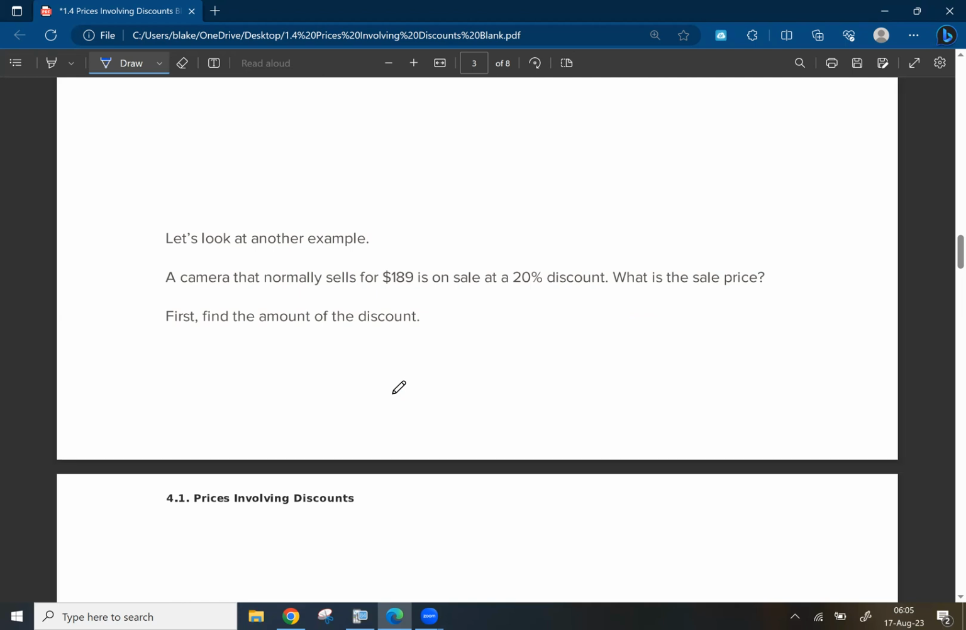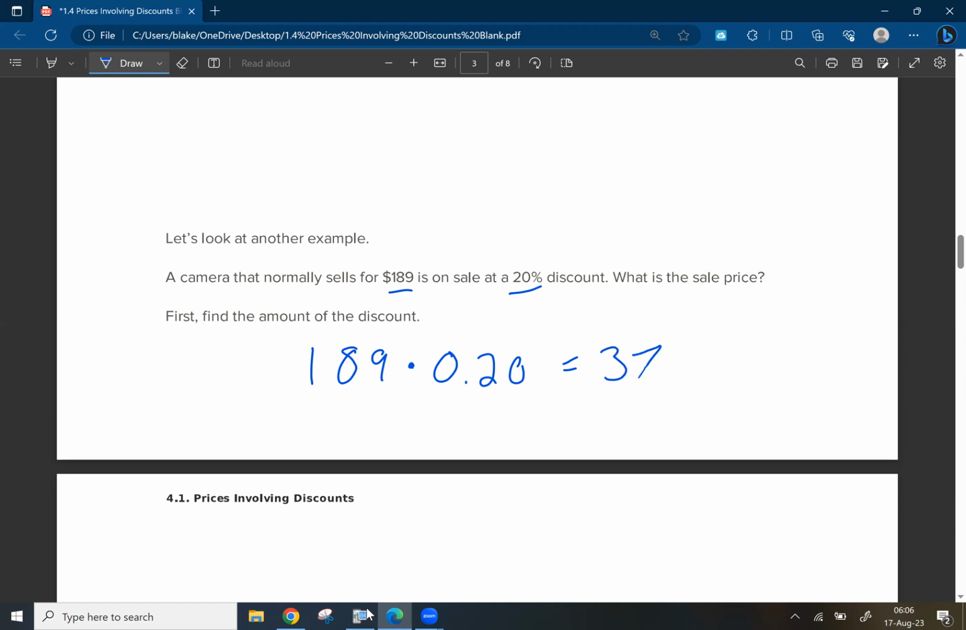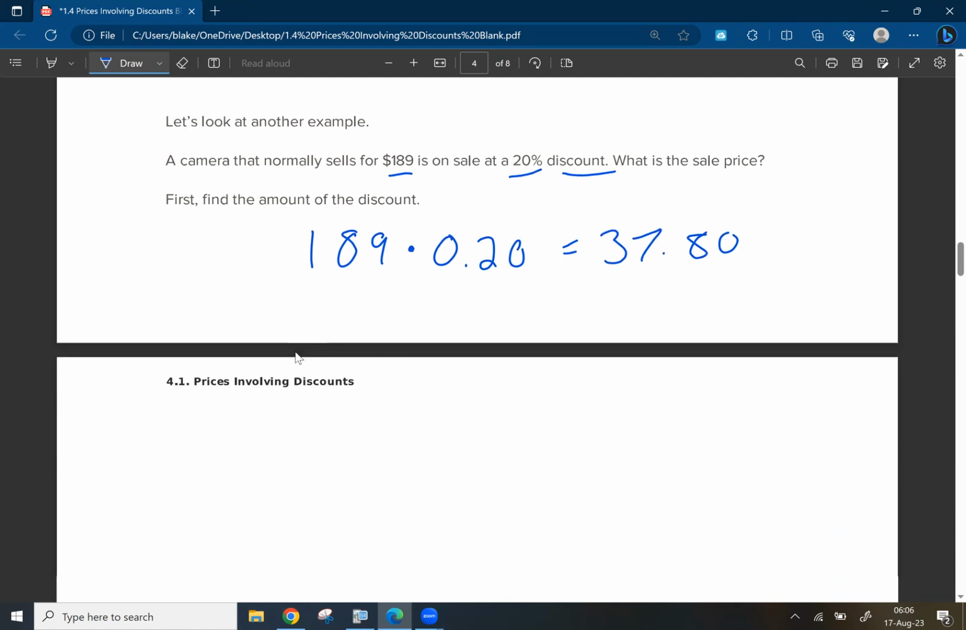A camera that normally sells for $189 is on sale at a 20% discount. What is the price? So let's find that discount, right? So $189, and it's going to be a 20% discount. So I want to know what 20% of $189 is. $189 times 20%. So 20% of 189 is 37.8, so basically $37.80. Now remember, because it's a discount, that means we're selling this item for less, this much less than 189. So we're going to do a little bit of subtraction for the first time.